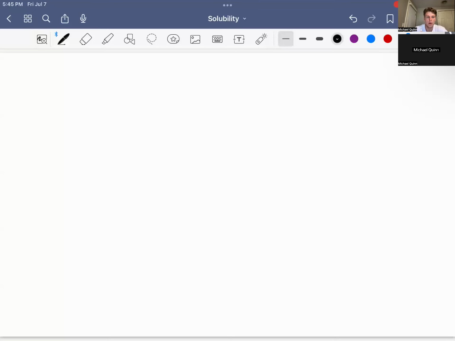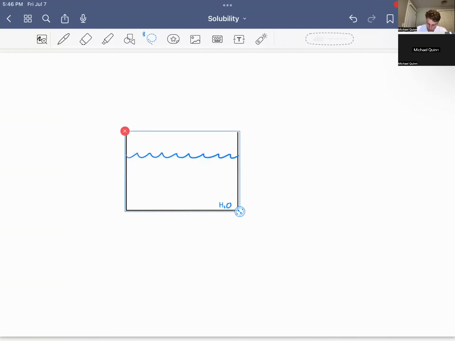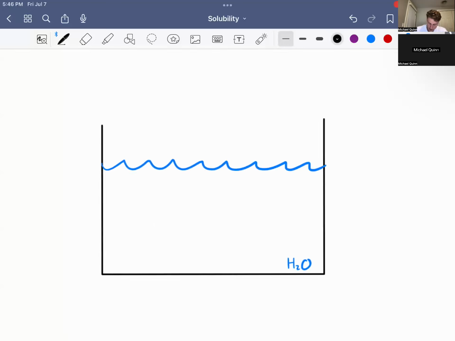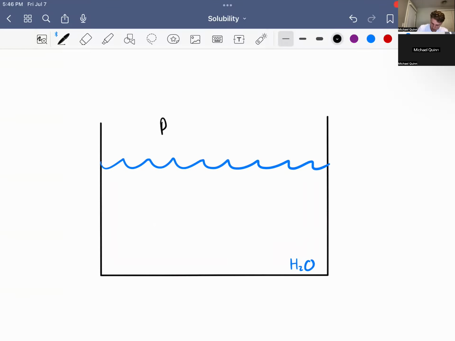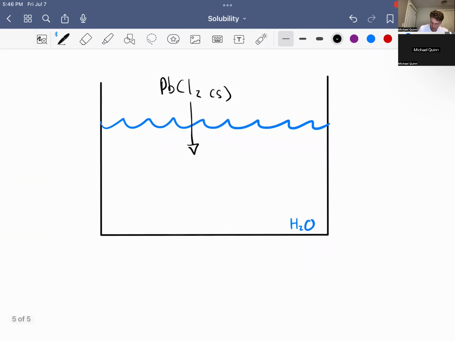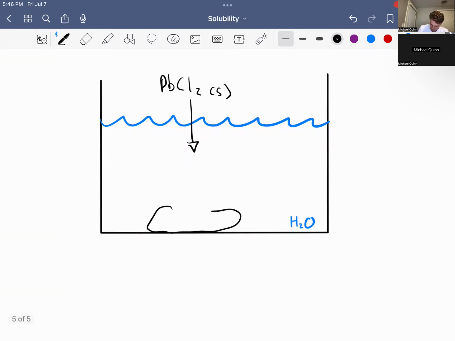In this video, I'm going to be going over how we can relate Q and K to decide which way our reaction will proceed when we dissolve an insoluble solid into water. So if we have a beaker of water and we continue with our discussion of lead chloride, we dissolve this into water. We have some ions start to form, a small amount.